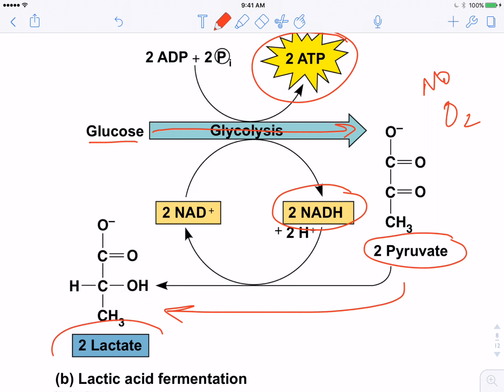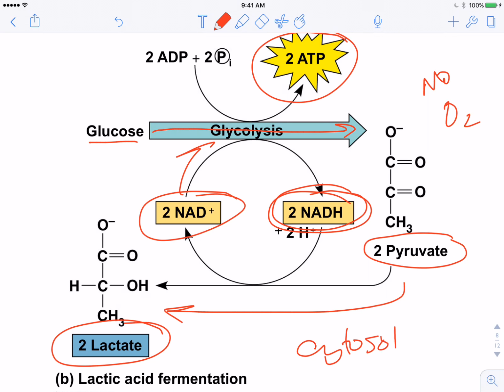That process converts NADH back to NAD+, which can then be used in glycolysis. Okay, and again, all of this is occurring in the cytosol. As well, alcohol fermentation also occurs in the cytosol because when there's no oxygen, nothing gets transported into the mitochondria.